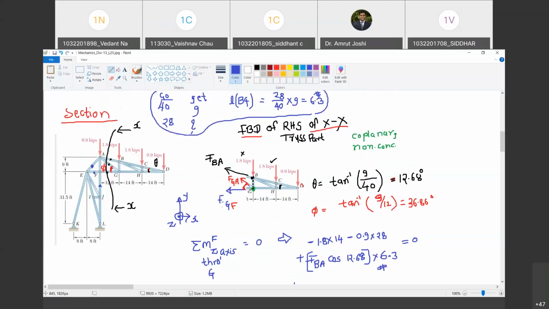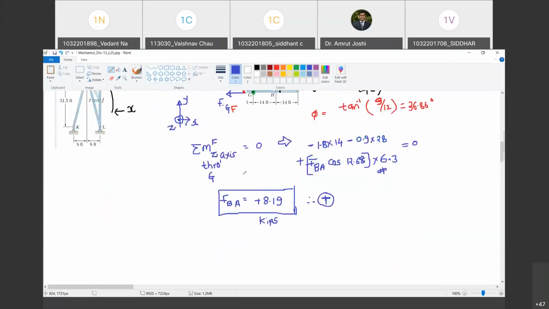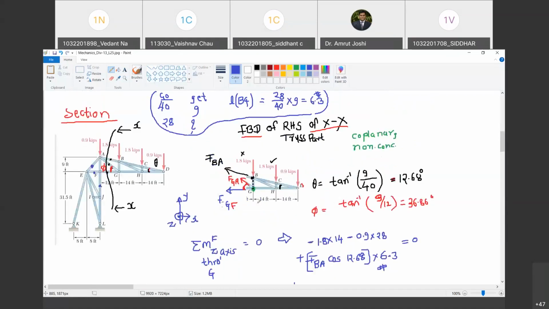Now I am going to apply either summation fx equal to 0 or summation fy equal to 0. Now if I apply summation fx equal to 0, it involves horizontal components of FGA and FGF. But if I apply summation fy equal to 0, it involves the vertical component of FGA, no component from FGF, and the vertical component of FBA, which is already known. So applying summation fy is beneficial. I will get the value of FGA.